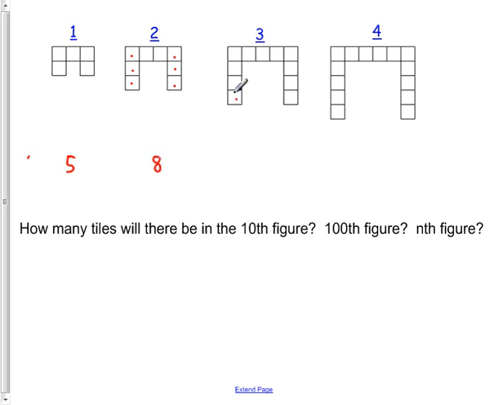And the third one we've got 1, 2, 3, 4, 5, 6, 7, 8, and then 3 in the middle, so 11. Here we got 5 on each side, and then 4 in the middle, so it's going to be 14. So same question. What's the 10th figure? How many tiles are there going to be in the 10th figure, 100th figure, and the nth figure?